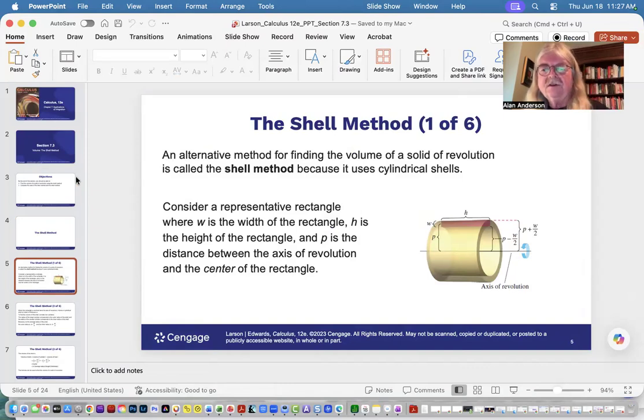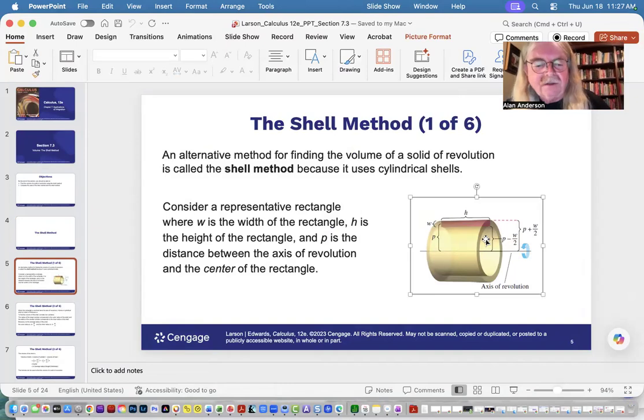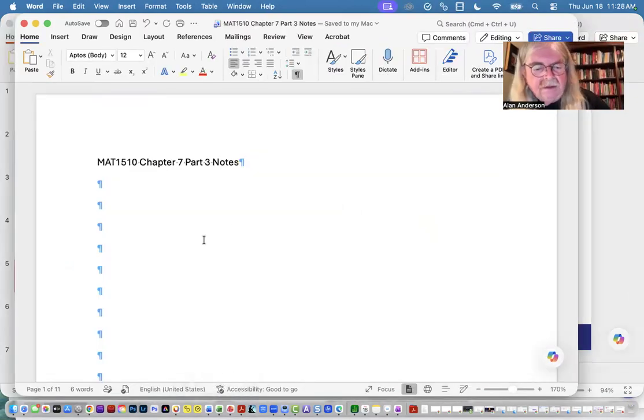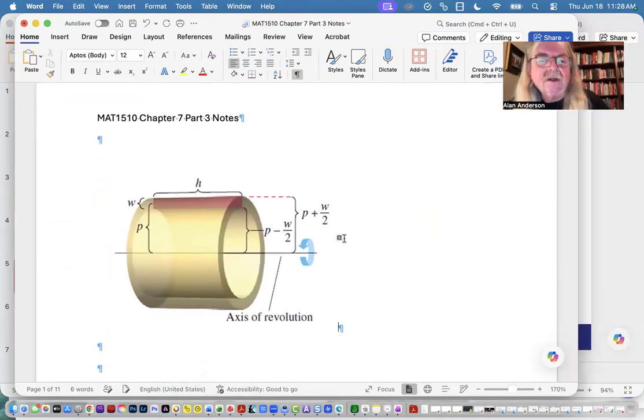We'll start with this first basic case, and you can see that there's a reason for it being called a shell. You're looking at essentially a hollow tube, and so we need to keep track of several details as far as the geometry goes. So why don't I start by copying this into my notes? Yeah, there's a lot going on with this one.